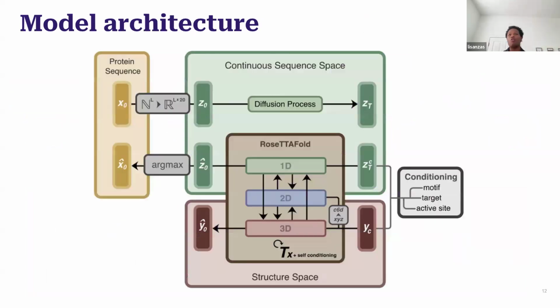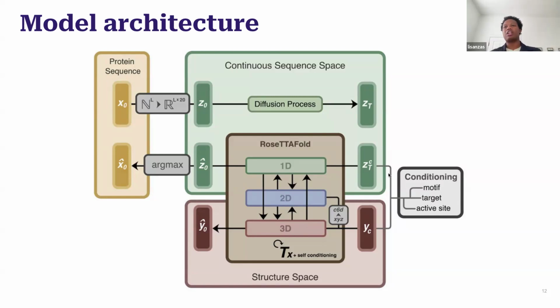And here's an overall schematic of what we're doing. In the natural world, protein sequence is discrete, so it's a single tensor. Here we put it in continuous space by making it into a one-hot tensor, so now it's size L by 20. Then we noise it to give us ZT, and this ZT gets input into the model.